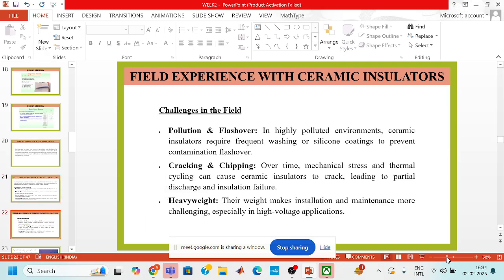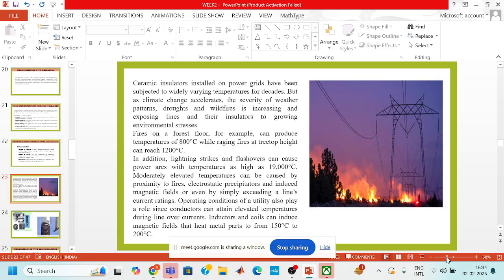But there are some challenges that ceramic insulators experience in the field, like pollution and flashover. In highly polluted environments, ceramic insulators require frequent washing or silicone coatings to prevent contamination flashover. Second is cracking and chipping. Over time, mechanical stress and thermal cycling can cause ceramic insulators to crack, leading to partial discharge and insulation failure. And third is heavy weight. Their weight makes installation and maintenance more challenging, especially in high voltage applications. So here you see the ceramic insulators.